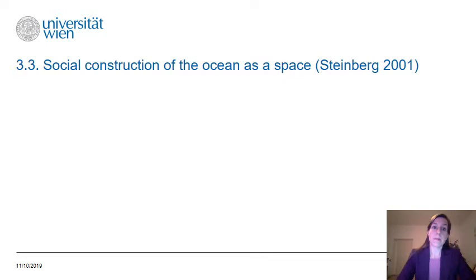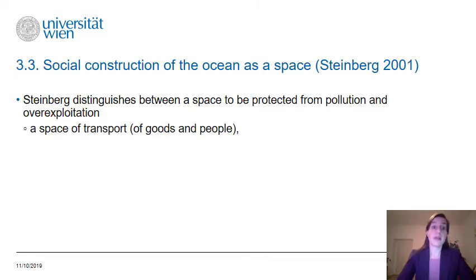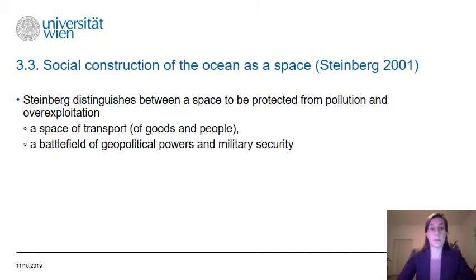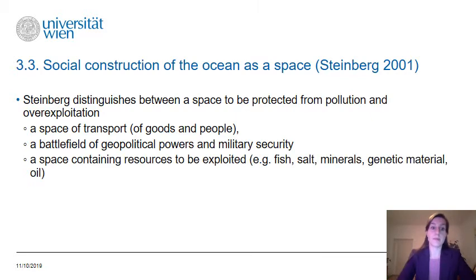So Steinberg approaches the ocean through the concept of social constructivism and political economy, as you can read in his book. And he differentiates between different social constructions of the ocean. The first one being the ocean as a space of transport of goods and people. The second one, the ocean as a space of war, a battlefield of geopolitical powers and military security. The third one, the ocean as a space that contains resources to be exploited. And I pointed to some of them: fish, salt, minerals, genetic material, oil, and so on.